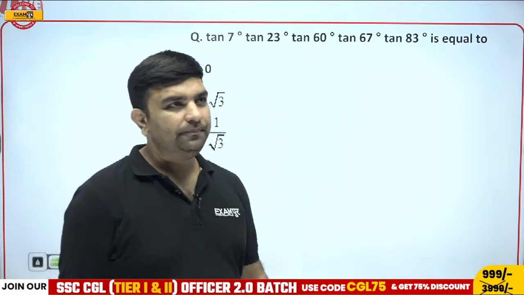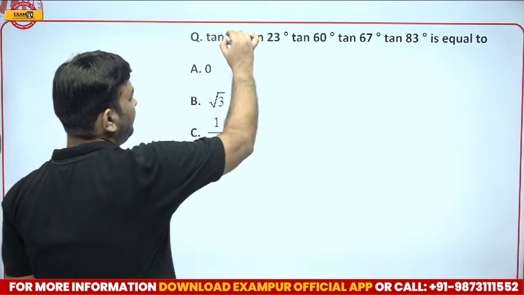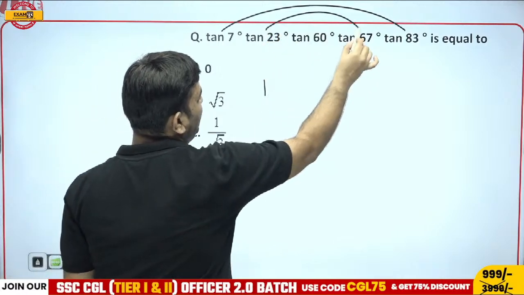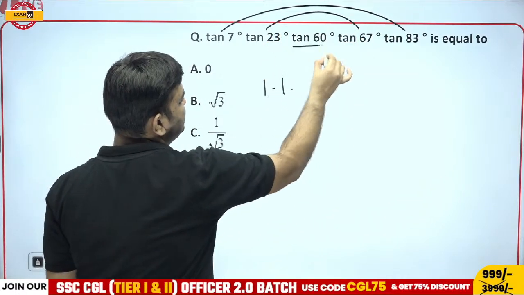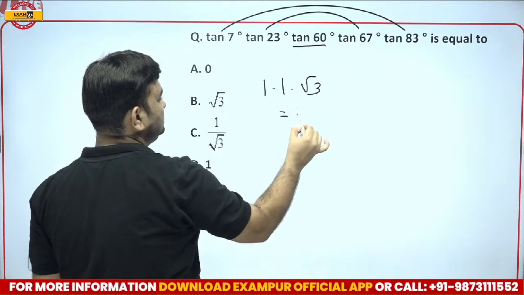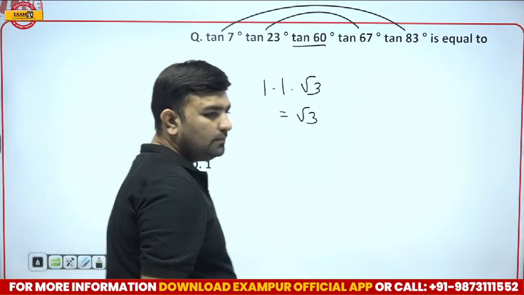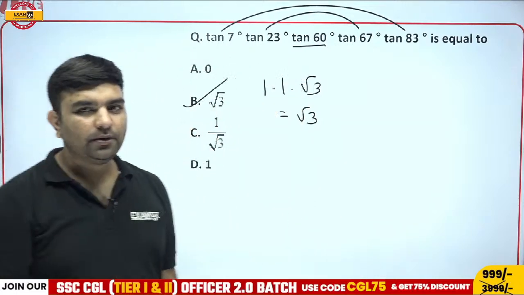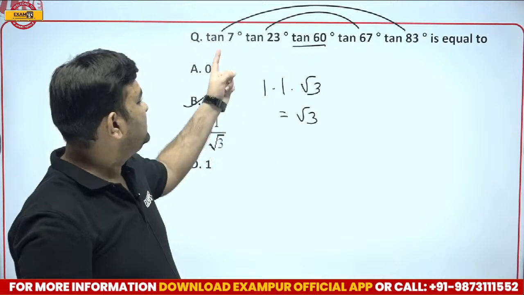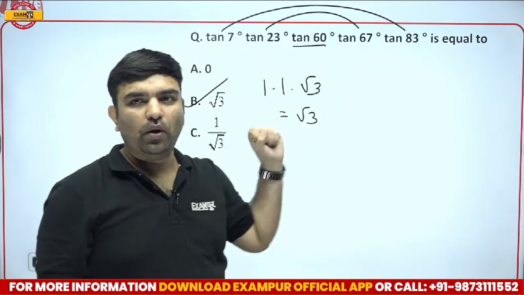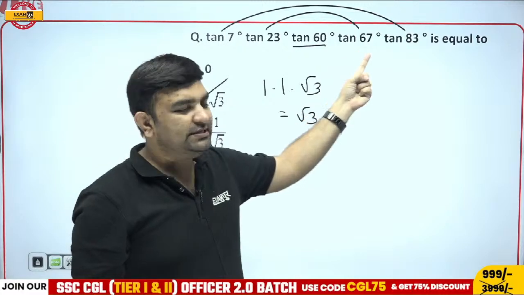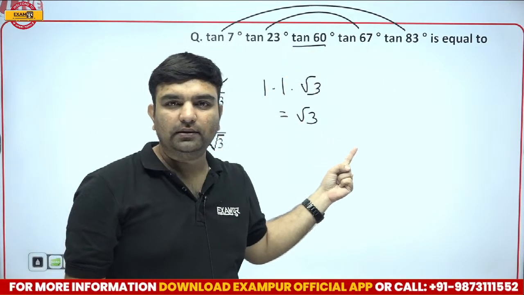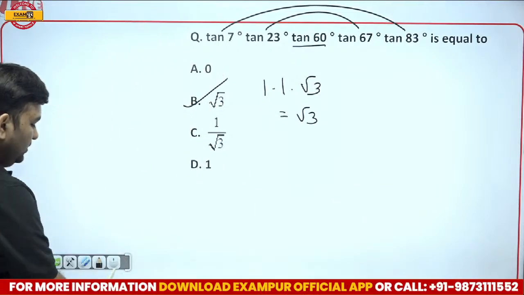If angles are complementary, then tan A into tan B is 1. Angles complementary, 1. And tan 60 is root 3. Angles are complementary, tan A into tan B is 1. Cot A into cot B is 1. Tan 60 value we know is root 3. So root 3. Well done, all.